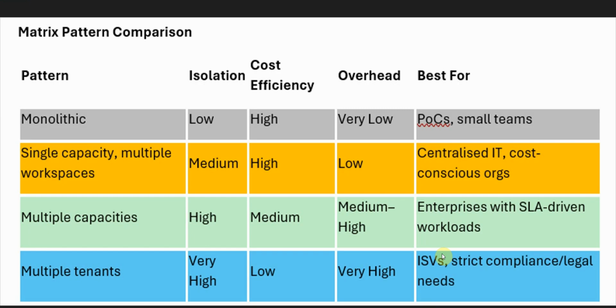Ultimately, the choice comes down to your priorities: cost efficiency, performance guarantees, or compliance boundaries. So, my recommendation: start simple, then scale as your workloads and governance requirements grow. Fabric in itself is flexible enough to evolve with the organization.